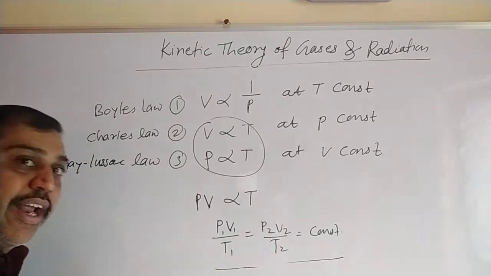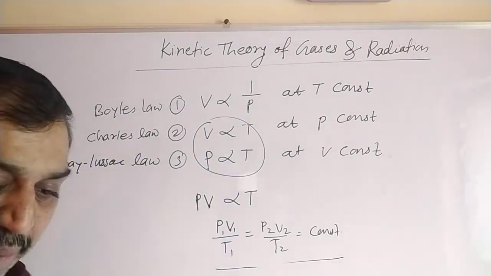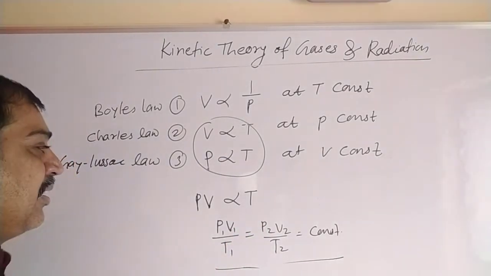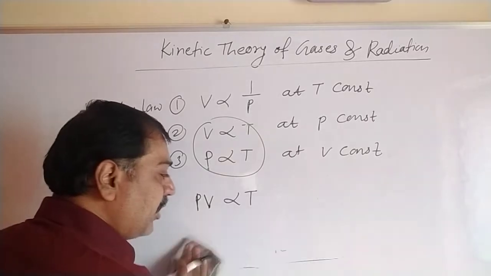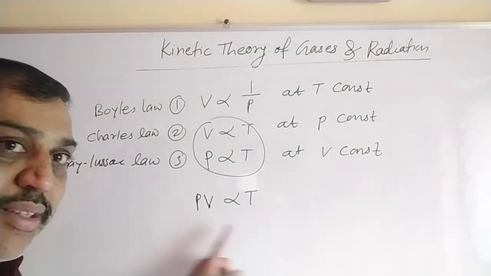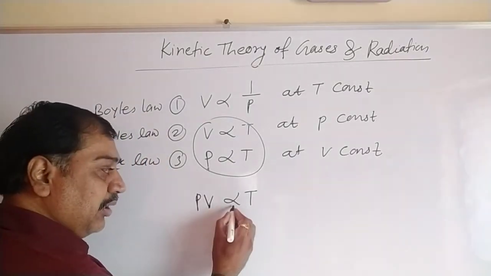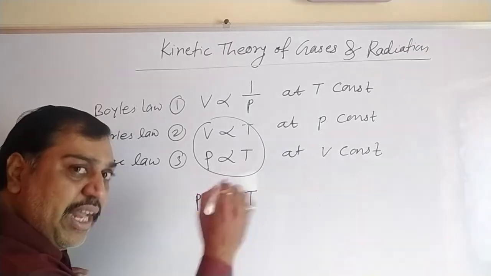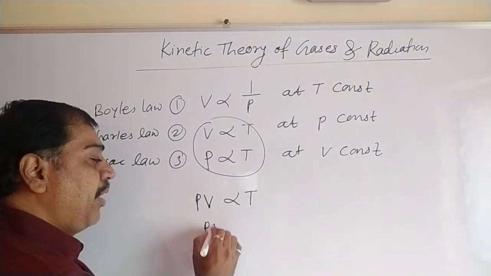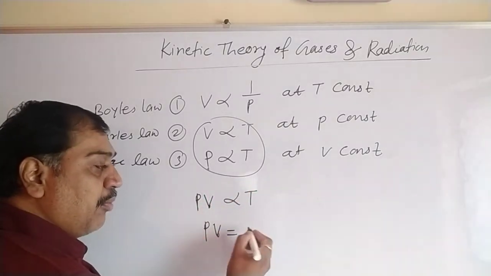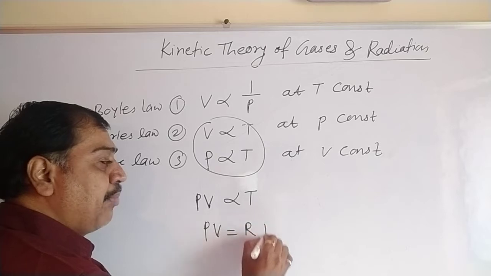This is the combination of these laws. We can write PV is directly proportional to temperature. Same thing can be written like this. If we take some constant of proportionality here, remove the proportionality sign and take equality with a constant, we can write PV equal to some constant, suppose R, times temperature T.